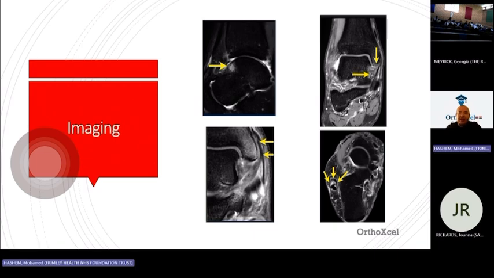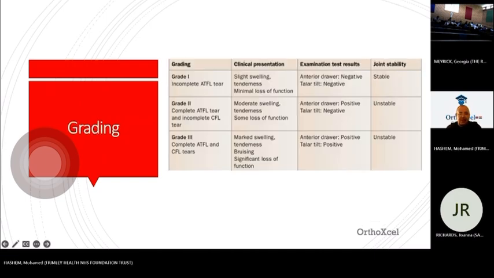You need to look into the associations, and I keep stressing the associations from time to time. So osteochondral injuries, medial side stress injuries or stress fractures at the medial body of the talus and the medial malleolus, deltoid injury or avulsion, and tendon injury, peroneal tendon injuries. Grading, as you can see, is very simple. It's either incomplete, complete, or complete with CFL.